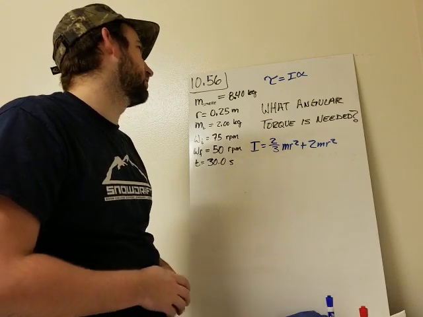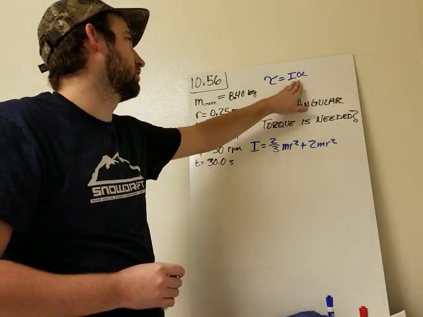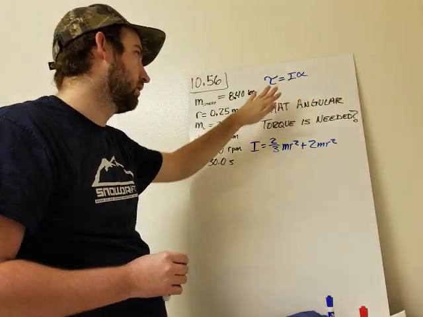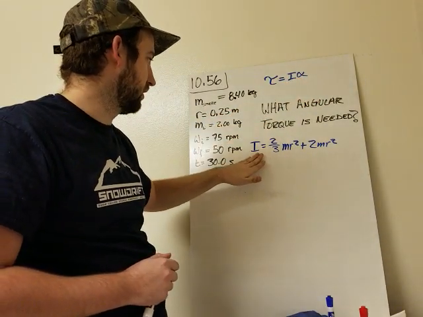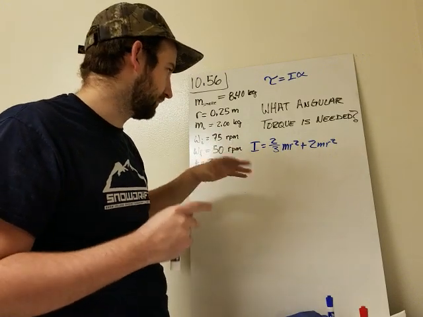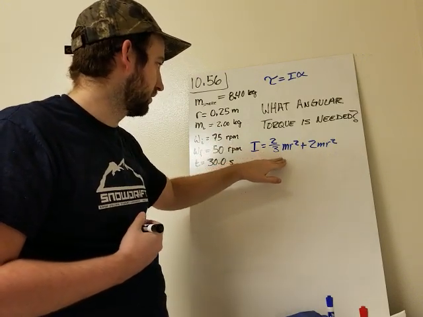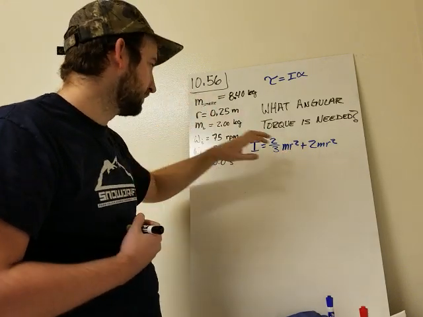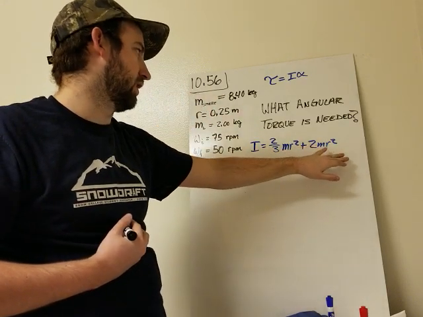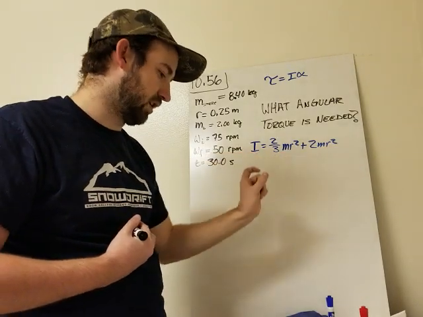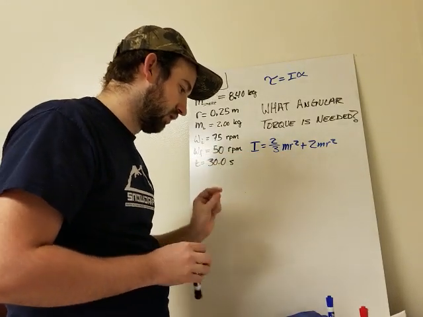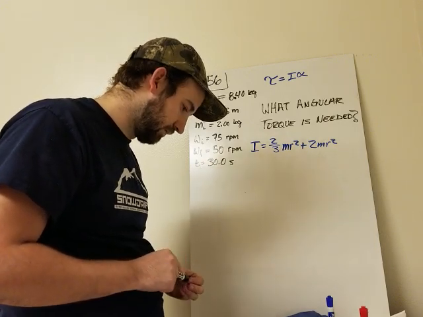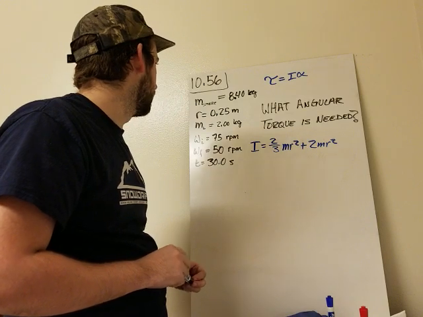First of all, two equations we're going to need. We know that torque is equal to the moment of inertia times the angular acceleration. And then we also know that the moment of inertia of this system is going to be 2/3 mr squared, where this is the mass and radius of the sphere, plus 2 times the mass times radius squared of those little masses attached.